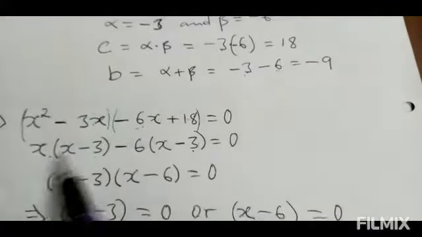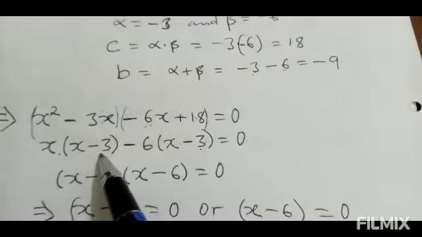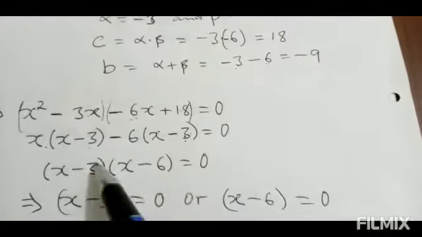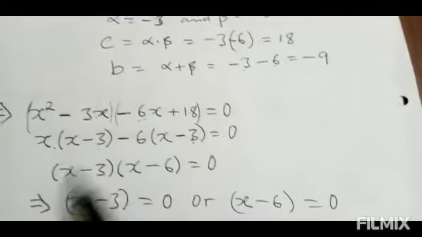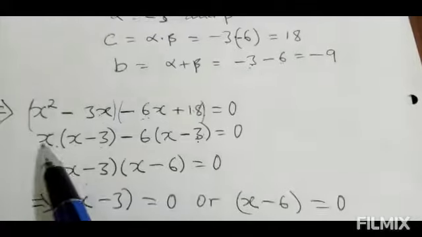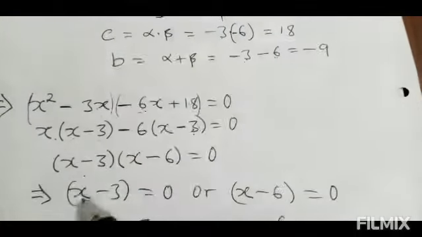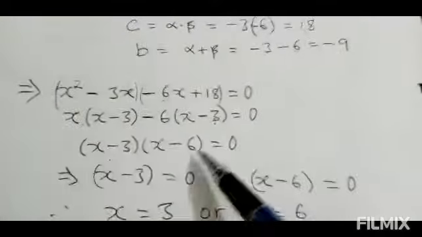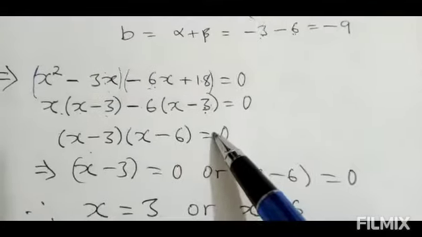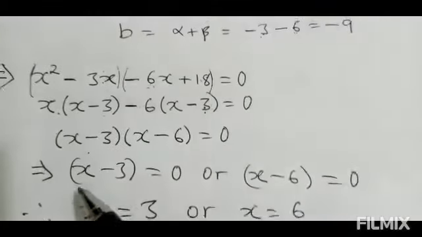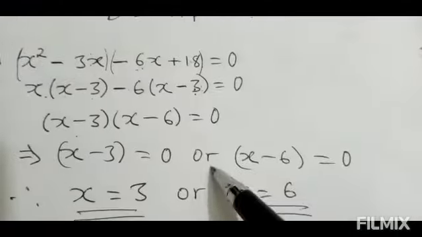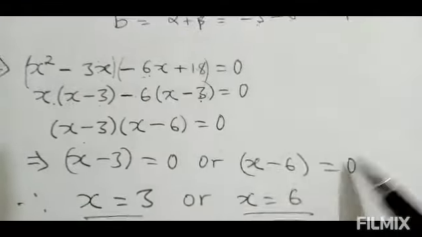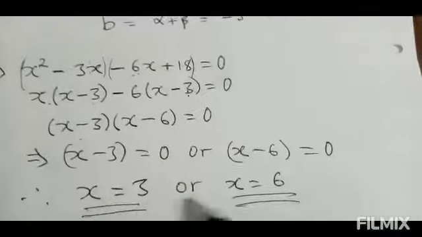So x minus 3 is common, so we factor x minus 3 out, then we remain with x minus 6. So x minus 3 and x minus 6 is equal to 0. So either x minus 3 is equal to 0 or x minus 6 is equal to 0. Either x is equal to 3 or x is equal to 6.